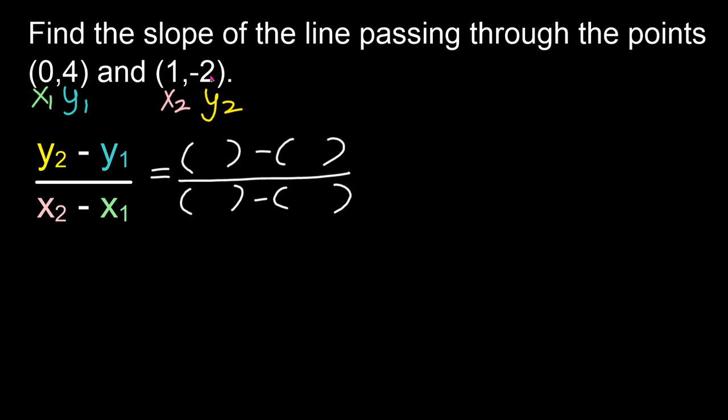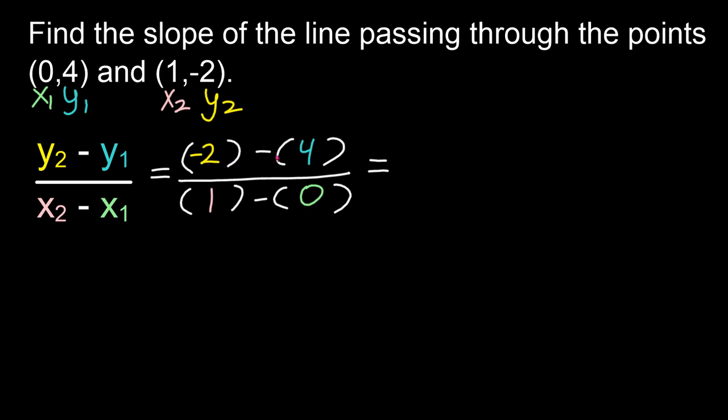So y2 is a negative 2. Minus from the formula, so that stays there. And y1 was 4. Then x2 is 1. And then lastly, x1 is 0. So we put a 0 there. And ready to solve this out.